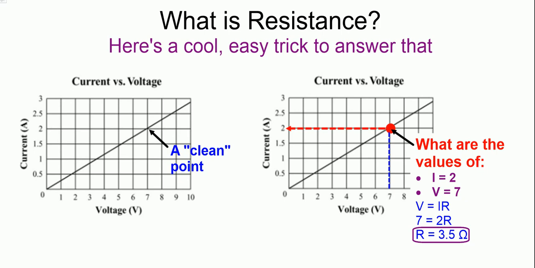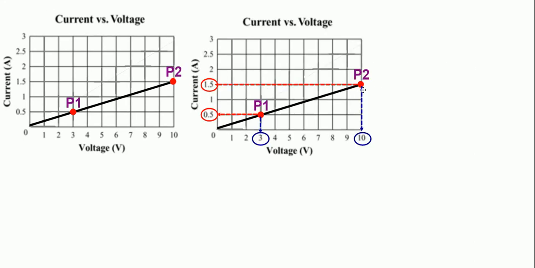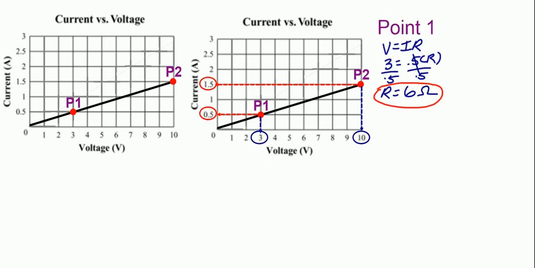Let's try another one. Now this one here, I drew this myself. I've got to make it a little more complex here. I think that point there looks clean, doesn't it? Let's put a point right there. That one there looks clean too, okay? I'll call this one point 1 and this one point 2. Meanwhile, your graph is current versus voltage. Then we'll do this. Find 1.5 there and 10 there and 0.5 and 3. Then I'll do my two calculations.